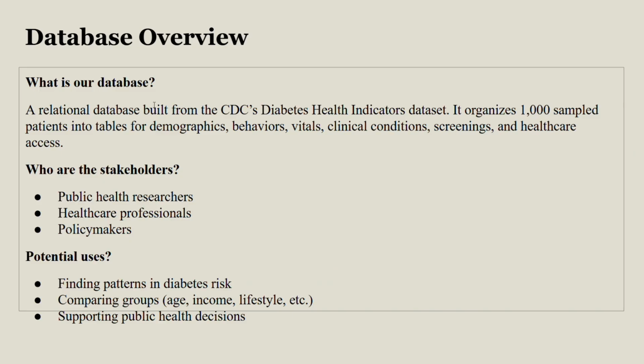Our database is built from the CDC's Diabetes Health Indicators dataset, and we sampled 1,000 patients from it. We organized the data into tables like demographics, health behaviors, clinical conditions, and healthcare access. This database could be useful for researchers, healthcare professionals, or policymakers who want to study patterns in diabetes risk or compare different populations.